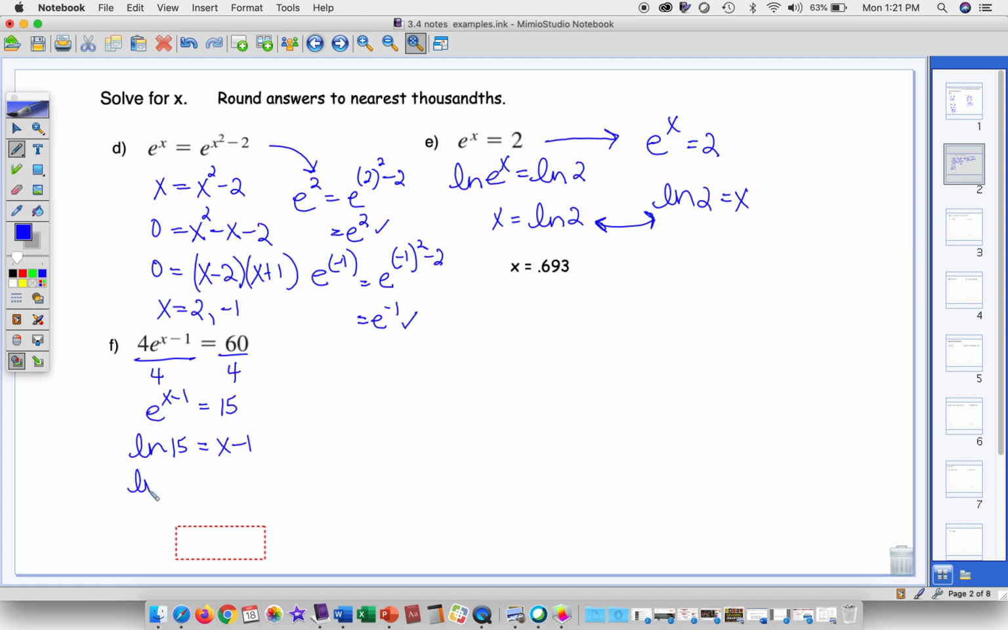So on my calculator, I'm going to take the natural log of 15 and then I'm going to add 1. And this is why having parentheses versus not having parentheses is so important. When I see this calculation, this is not the natural log of 16. I'm taking the natural log of 15 and then I'm going to add 1 to it. So on your calculator, if you plug it in, the natural log of 15 is 2.708, and then adding 1, we get 3.708.